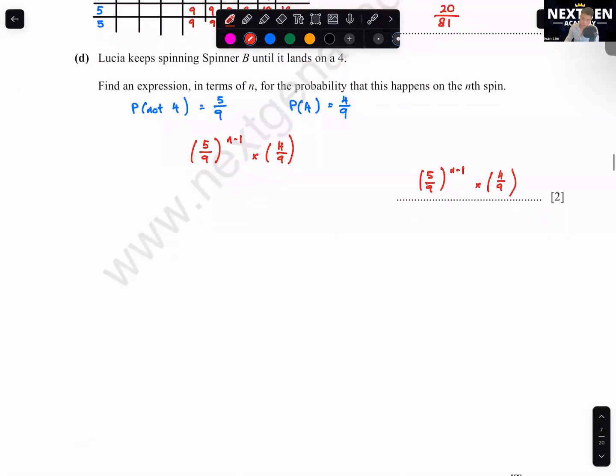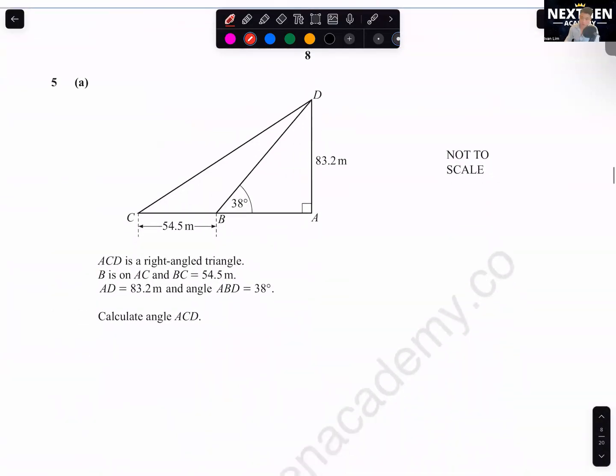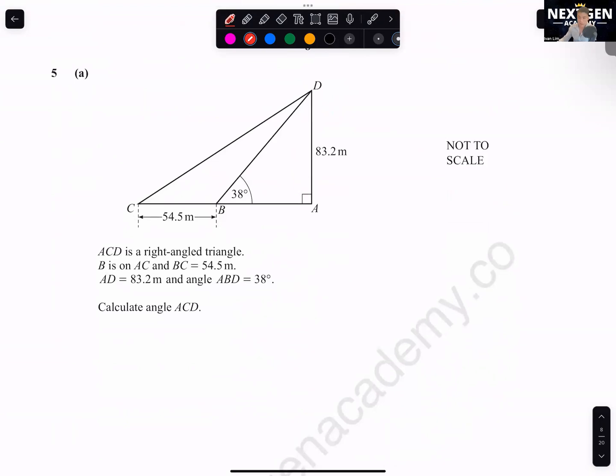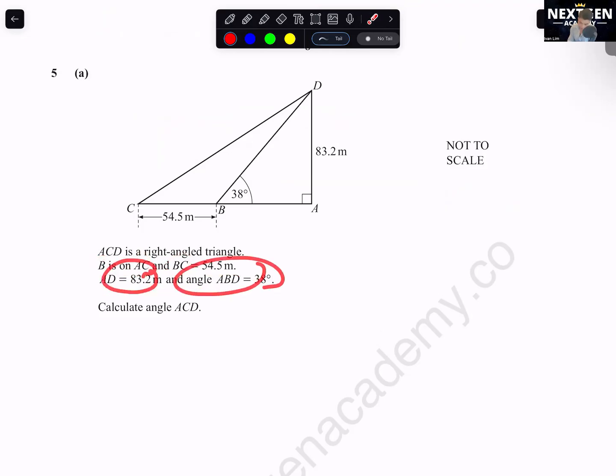Okay, let's go to question 5. 5A. This one, Zayden, your question. ACD is a right angle triangle. B is on AC and BC is 54.5 meters. AD equals 83.2. Angle ABD is 38 degrees. Calculate angle ACD. Okay, they want us to find this angle here.